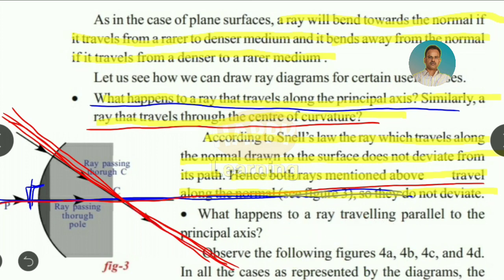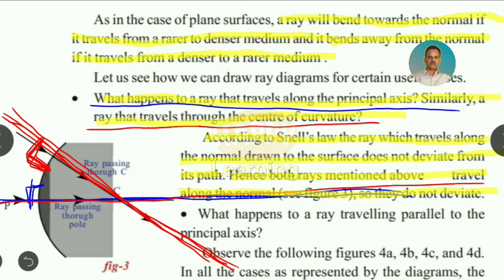Now, this one, this red color ray, which is also passing through the center of curvature, is also normal incidence. Here the angle is 90 degrees. That means this ray is also coming perpendicularly to the surface. It is also an example of normal incidence. So, it is also not deviating. Any ray that is having normal incidence will not deviate.